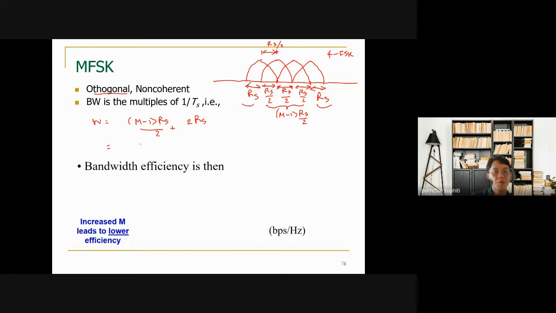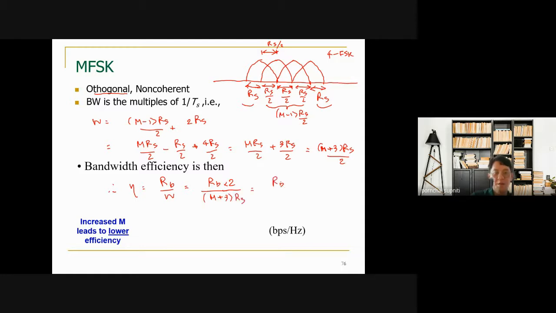Okay. So here we will have MRS over 2 minus RS over 2 plus 4RS over 2, right? So we have MRS over 2 plus 3 RS over 2, which is M plus 3 RS over 2. Therefore, the efficiency from the formula is RB over W. So it's RB divided by this thing, so multiply with 2 divided by M plus 3 times RS. So this is RB times 2 divided by M plus 3.